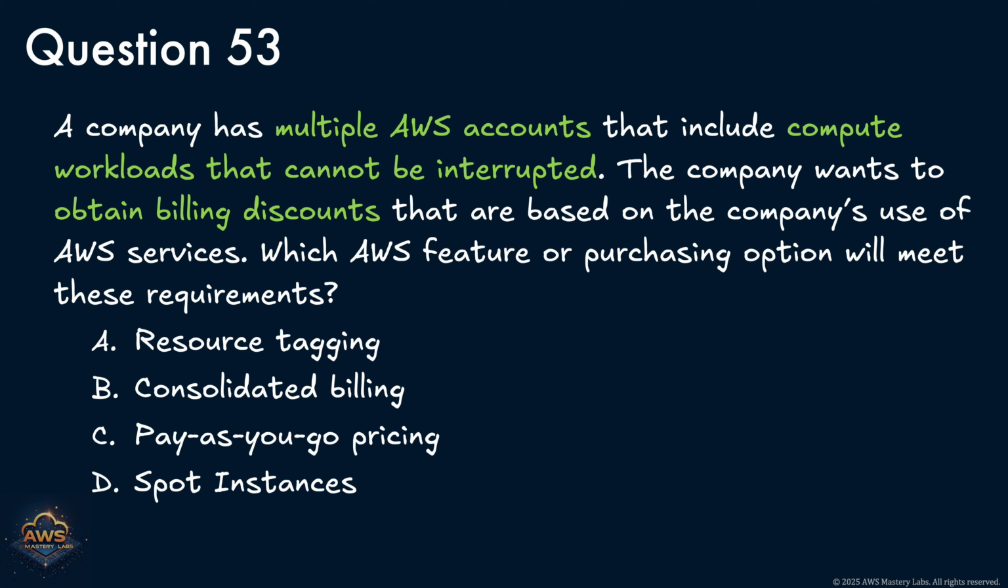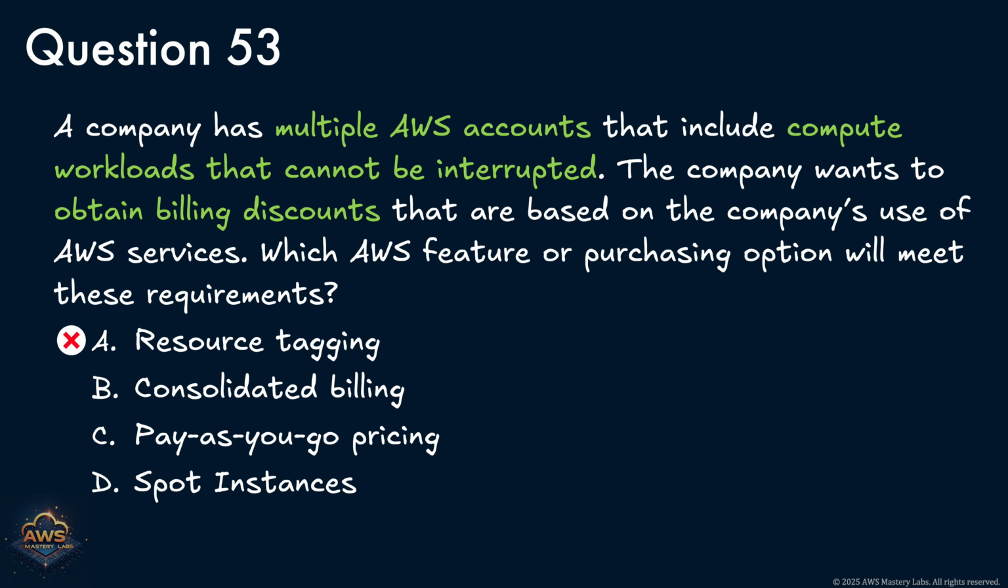The question revolves around three tightly packed constraints. First, the company has multiple AWS accounts, so we're dealing with a multi-account strategy. Second, they run compute workloads that cannot be interrupted, meaning reliability is non-negotiable. So any cost-saving strategy must not compromise stability. Finally, the company seeks to obtain billing discounts based on usage patterns across accounts. These three elements, multi-account setup, non-interruptible compute, and usage-based cost savings, form the backbone of our reasoning.